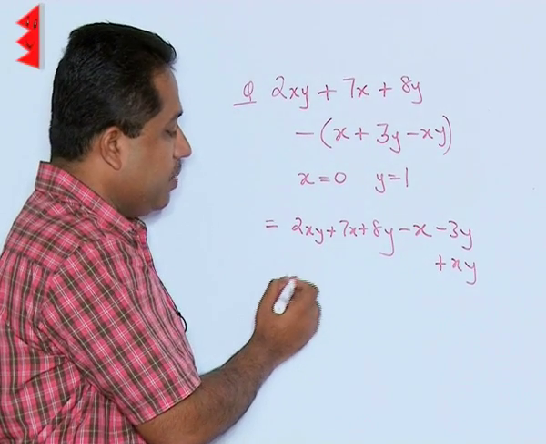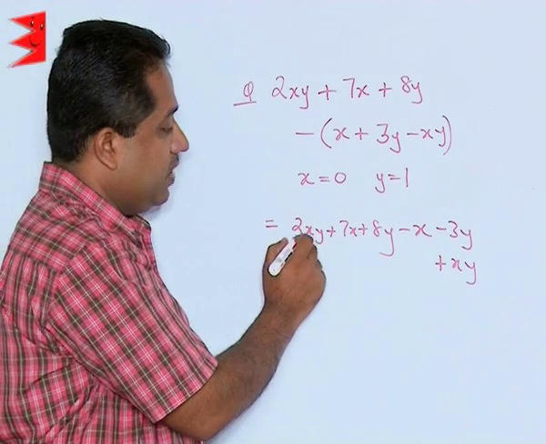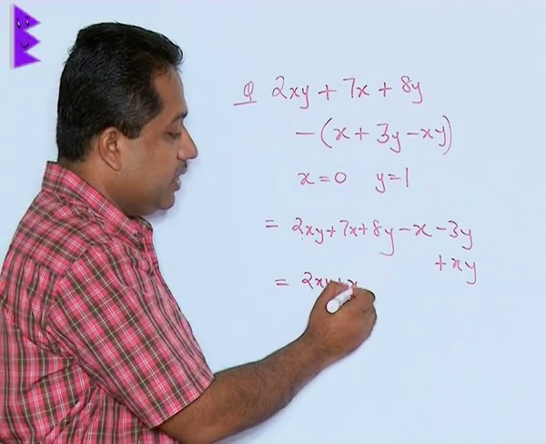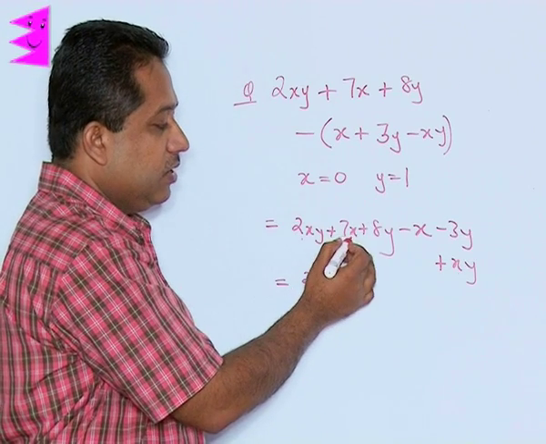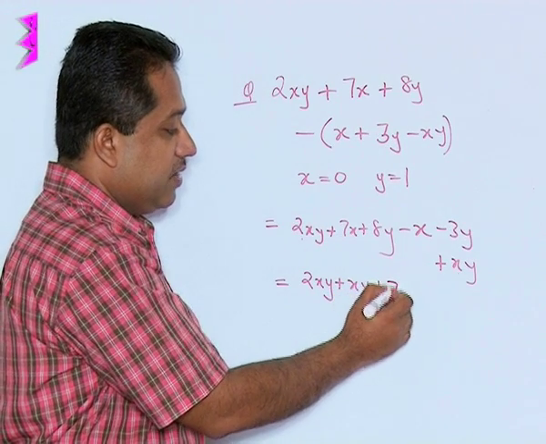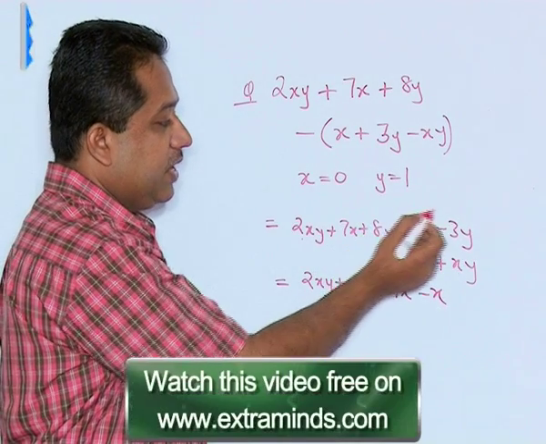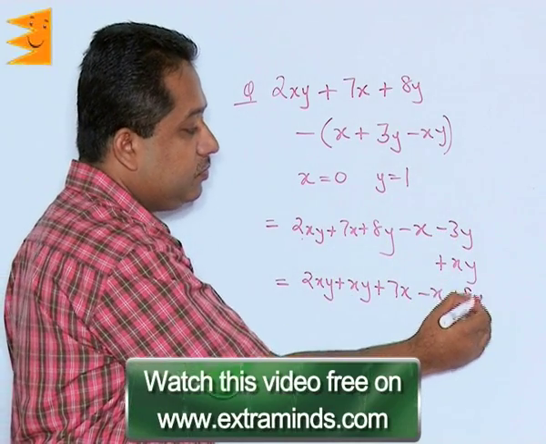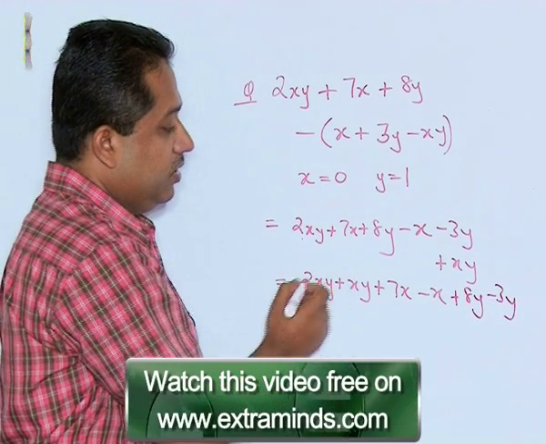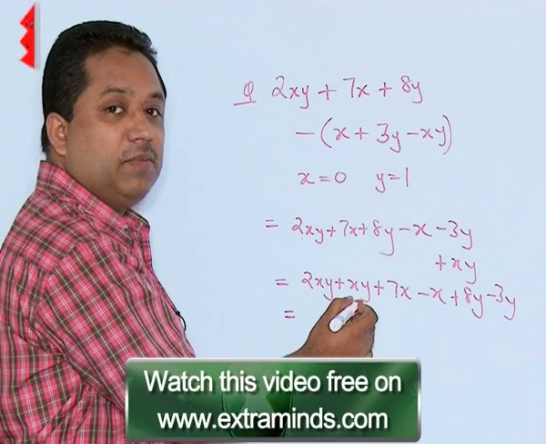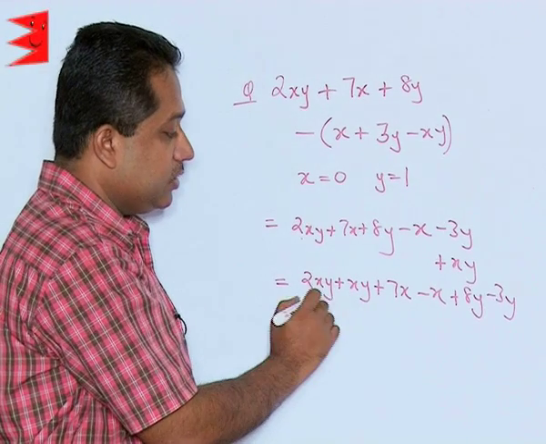Next step is to bring the like terms together. So we have a 2xy here and xy here, so I am going to bring these two terms together. Then bring the x terms together, so we have 7x and minus x. Then we have 8y and minus 3y. So we have like terms together now, and we know that like terms can be added or subtracted as the case may be.